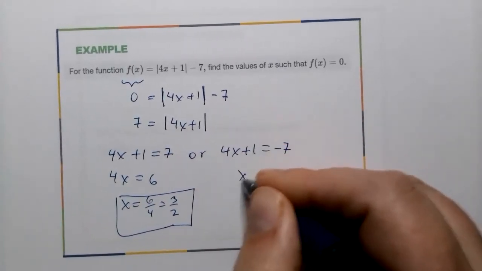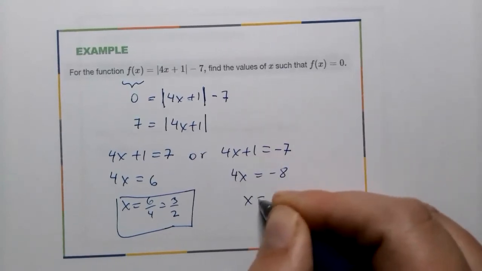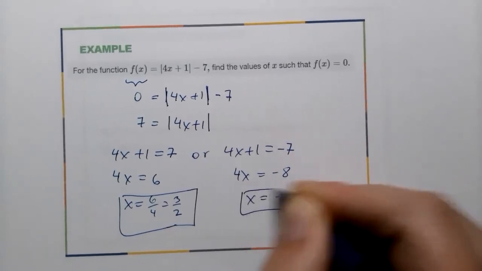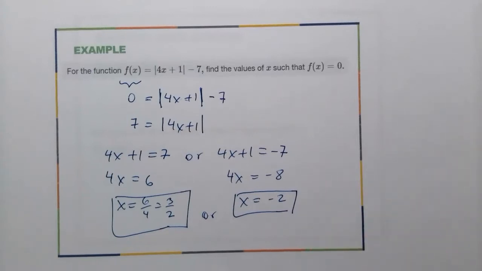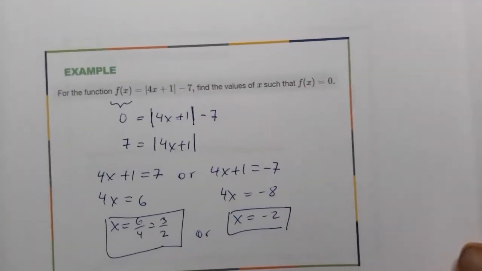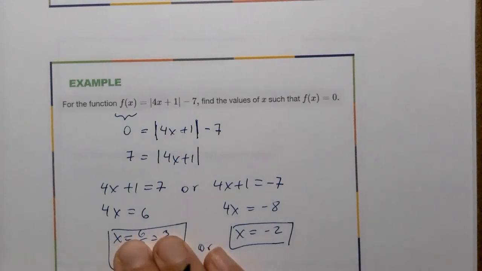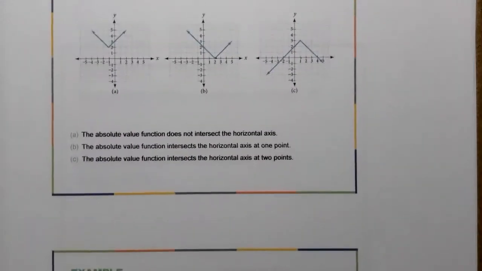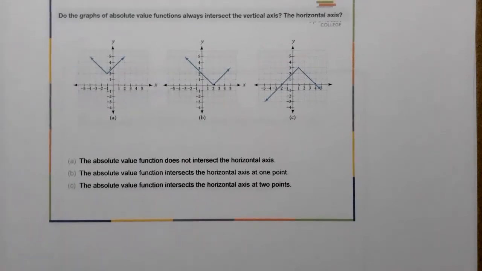And for this one, 4x equals negative 8. So x is going to be negative 2. So again, we have two solutions here. But again, the question is, are all absolute value equations going to have 2 solutions? As shown by these graphs, the answer is no. Sometimes there will be no solutions, sometimes there might be one solution.